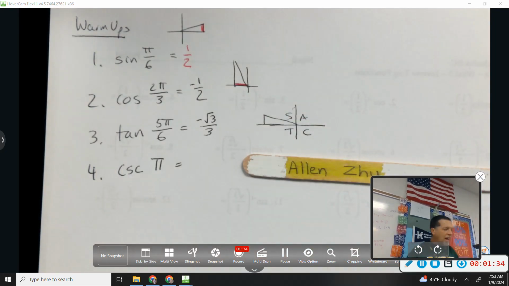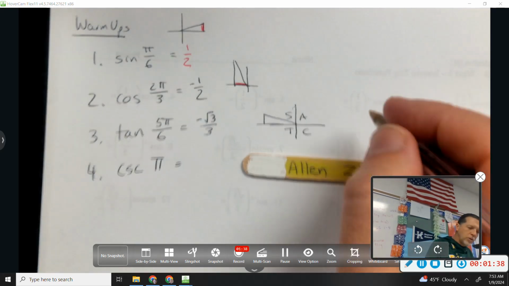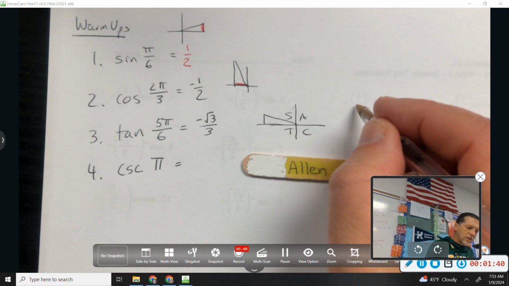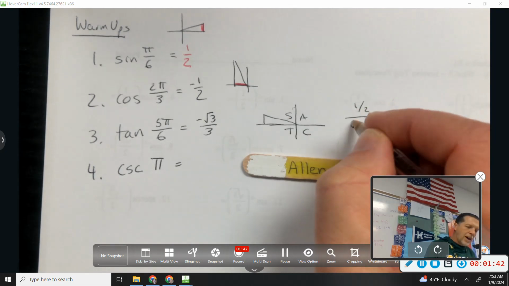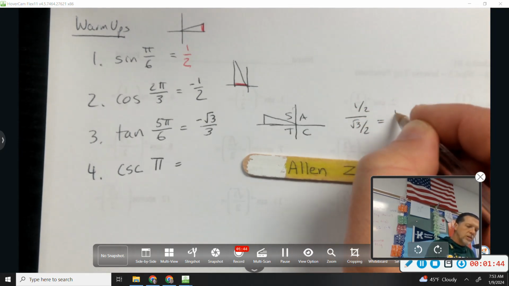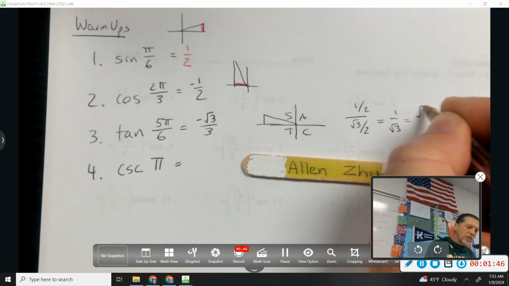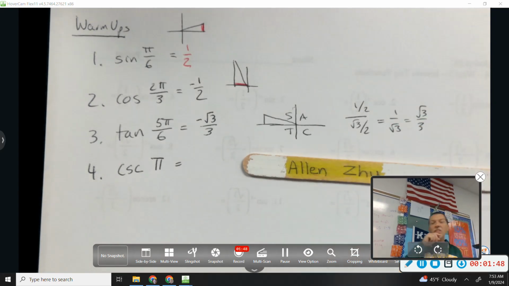And then the tangent 3 trick, so there's two ways to do tangents. I saw a few of you doing the sine over cosine, so 1/2 over root 3 over 2, which eventually gets you root 3 over 3. There is nothing wrong with doing that. It doesn't take long. It's fine.